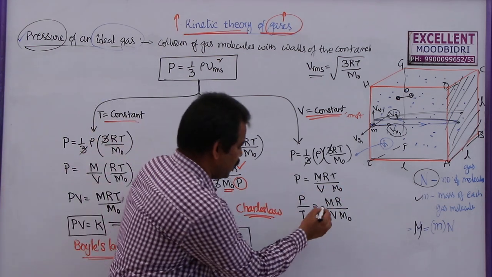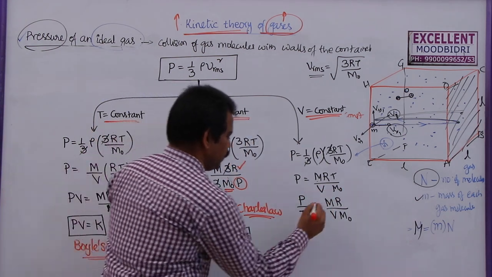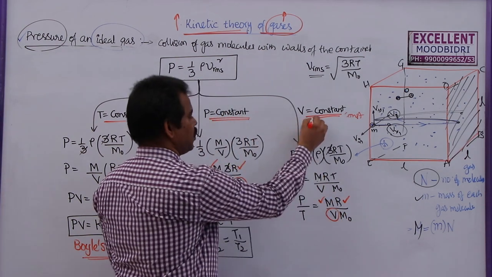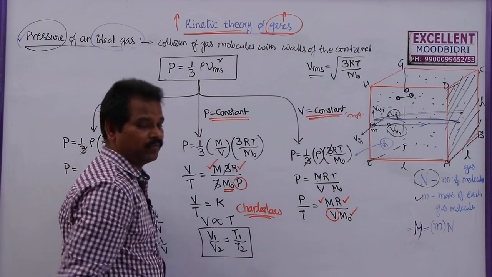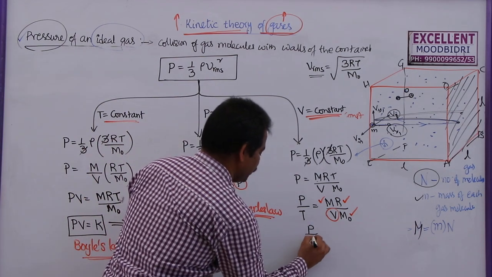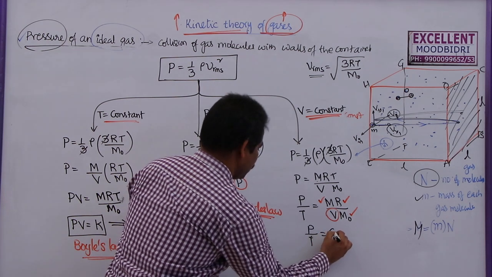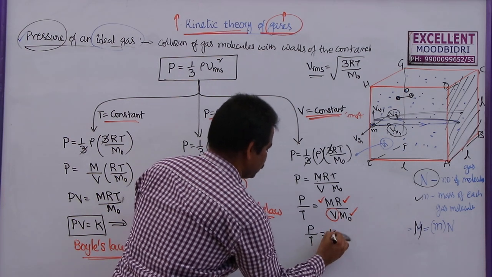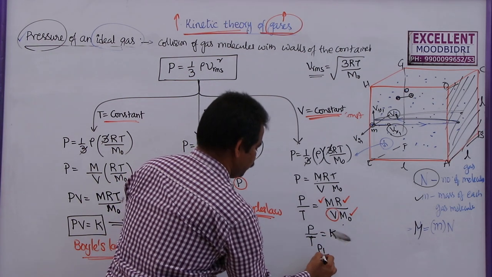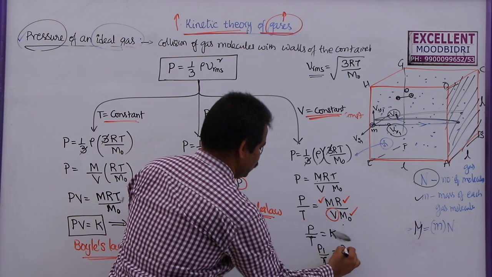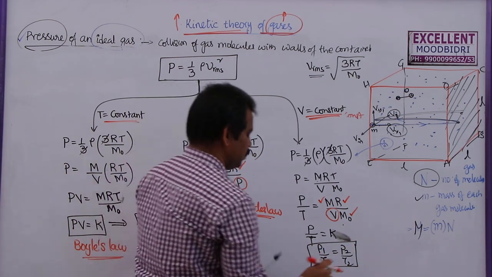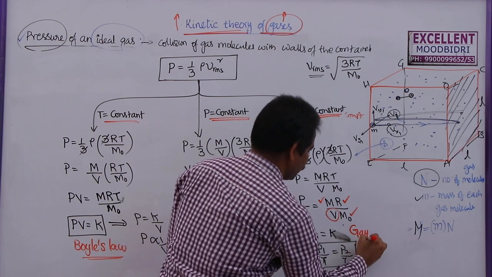So what are the constants here? The mass of the gas is once again constant, the universal gas constant is constant, the volume is constant according to our assumption, and this is the molecular weight. So all are constants. So finally we can write P by T is also constant, which I can take as K. P by T means we can write P1 by T1 is equal to P2 by T2. So this we call the Gay-Lussac law.